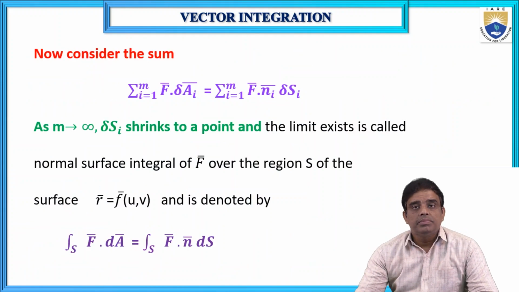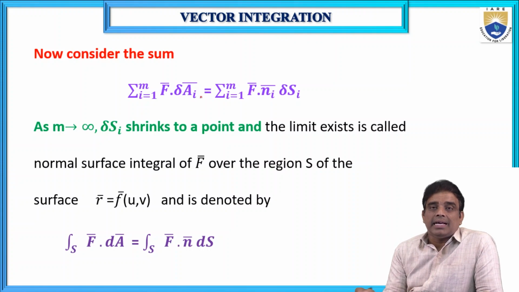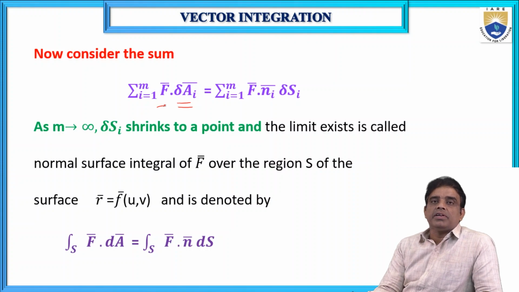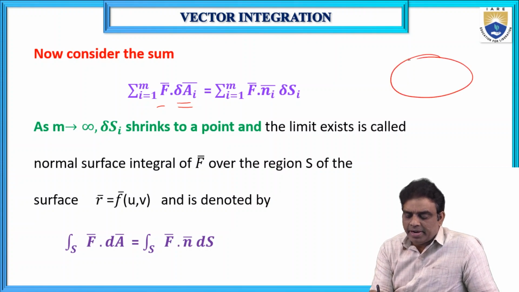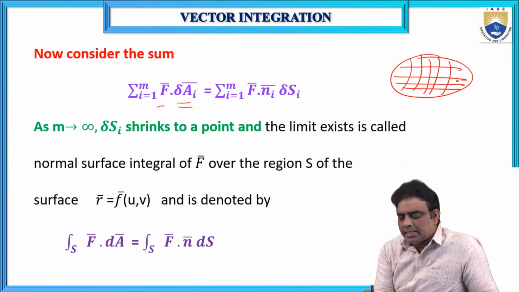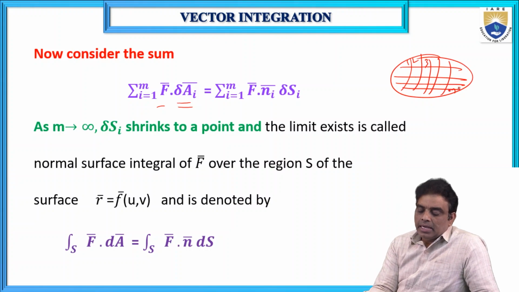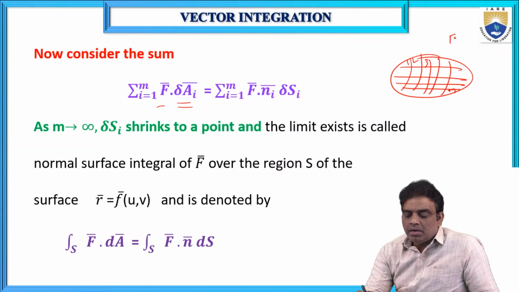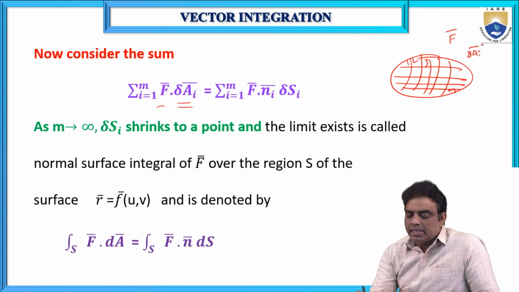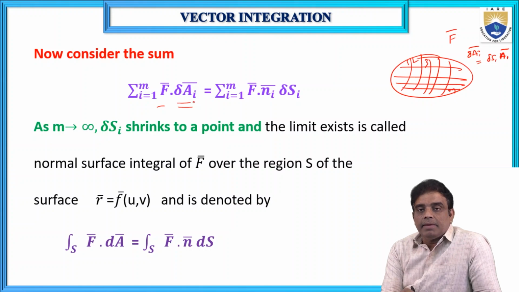Now, consider the sum, summation of F bar dot delta Ai bar, where delta Ai bar is the vectorial area of the ith subregion, and F bar is the vector point function defined on the surface, from i equals 1 to m. That means I am dividing the total surface into m subregions, 1, 2, 3, and so on, and I am considering the sum of the dot product of F bar with delta Ai bar, where delta Ai bar is the vectorial area obtained by delta Si into Ni bar, or Ni bar into delta Si.